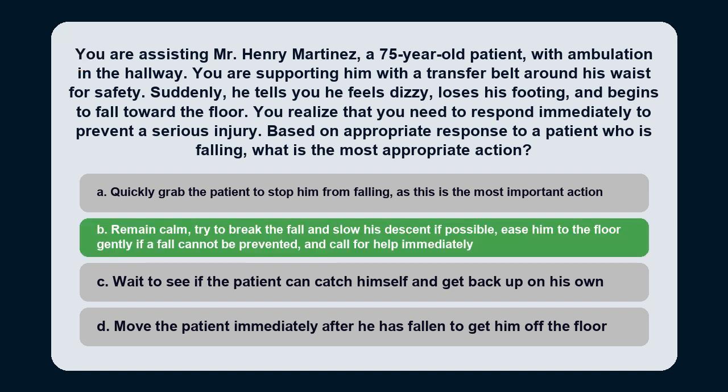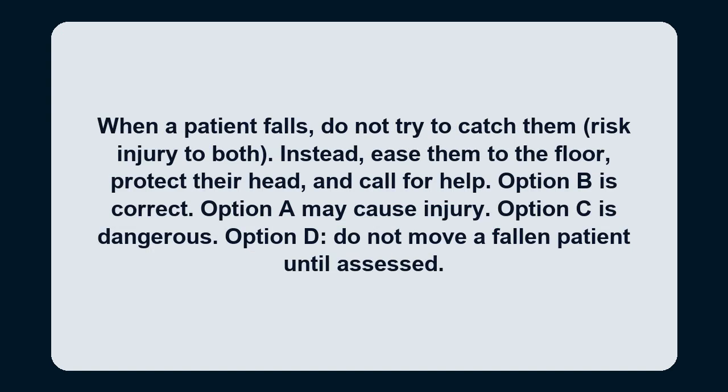The answer is B. When a patient falls, do not try to catch them, risk injury to both. Instead, ease them to the floor, protect their head, and call for help. Option B is correct. Option A may cause injury. Option C is dangerous. Option D: do not move a fallen patient until assessed.